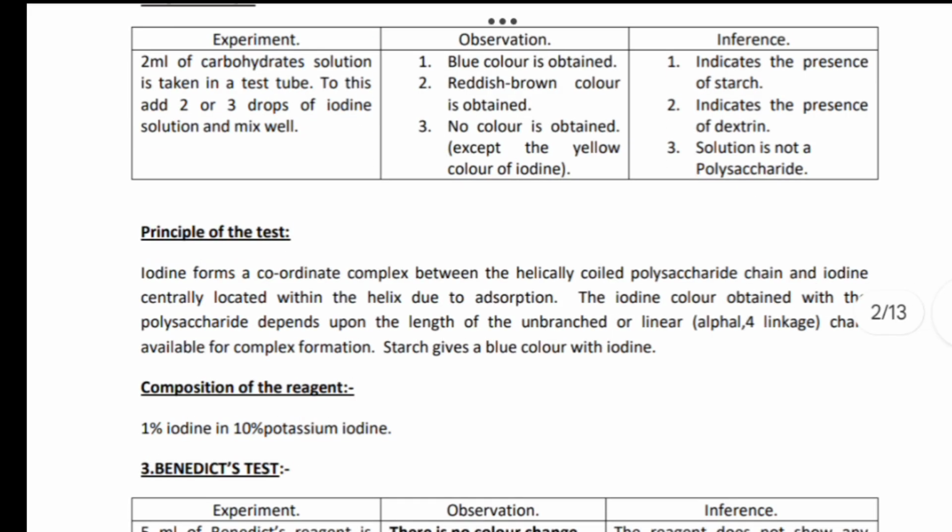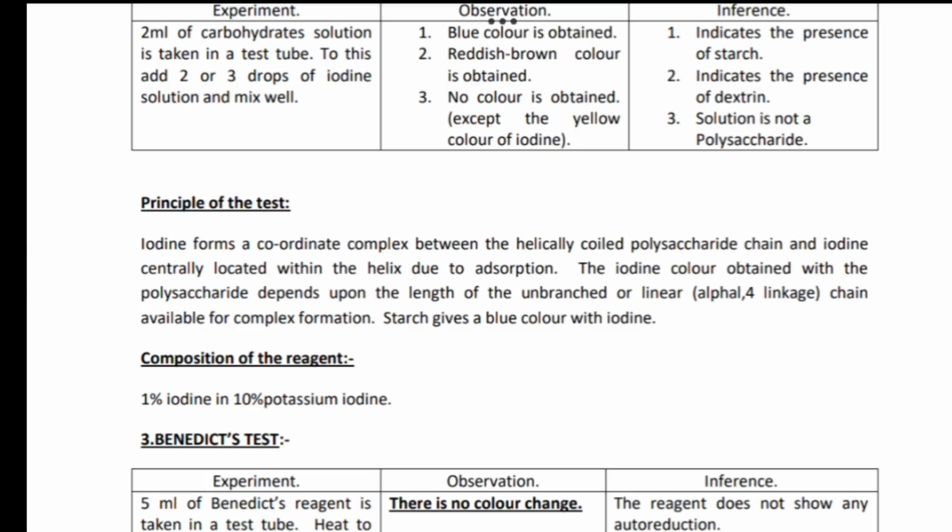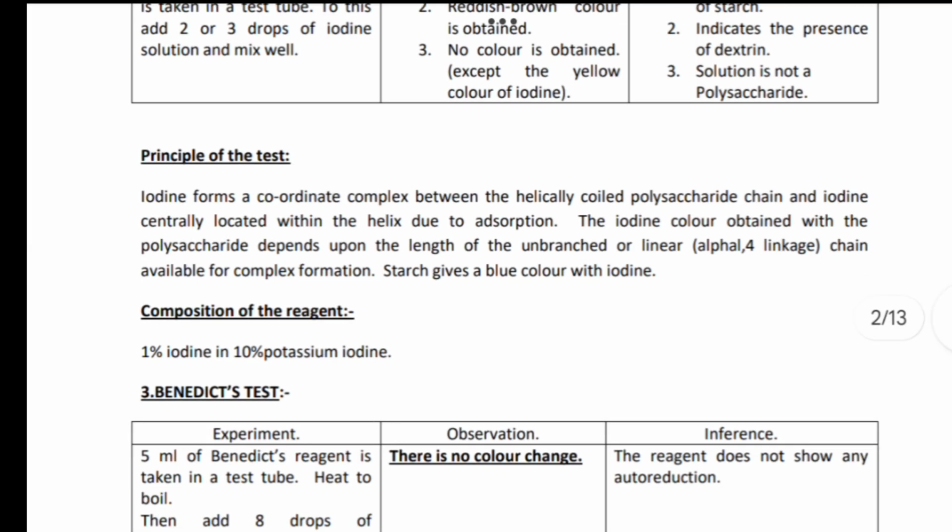Principle of the test. Iodine forms a coordinate complex with the helically coiled polysaccharide chain, and iodine is centrally located within this helix. This is due to adsorption. It's not absorption, it is adsorption. The iodine color obtained with the polysaccharide depends on the length of the unbranched linear, that is alpha 1,4 linkage chain available for complex formation. Starch gives a blue color with iodine. That's what we have written there in observation and inference. And the composition of the reagent is 1% iodine and 10% potassium iodide.